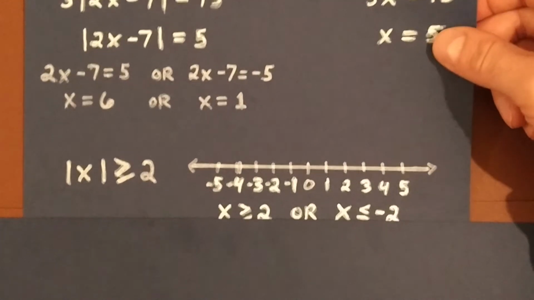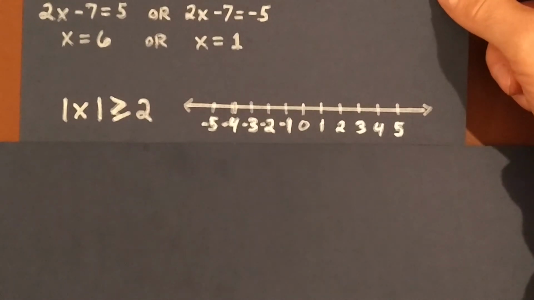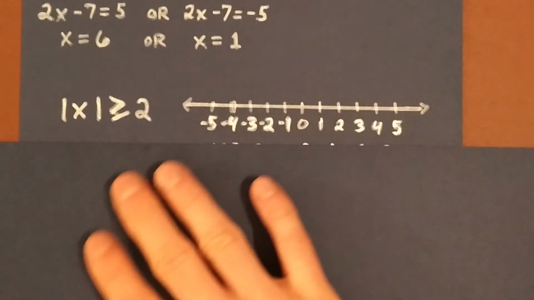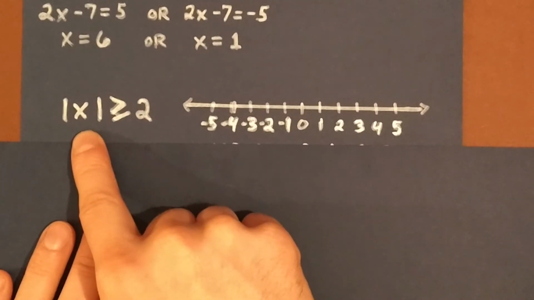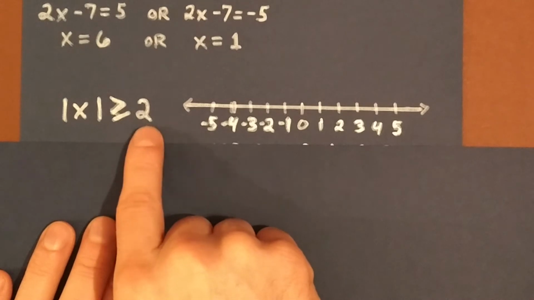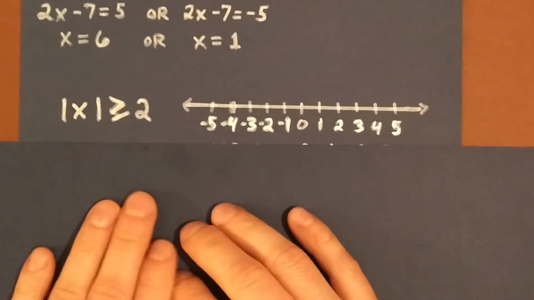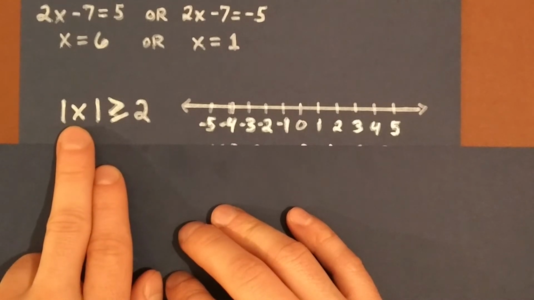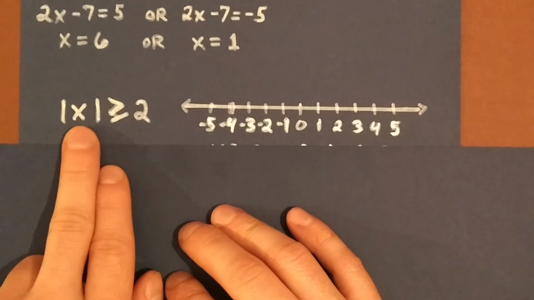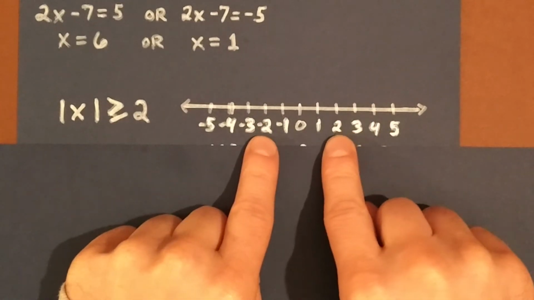Now let's talk about absolute value inequalities. So here we have the absolute value of x is greater than or equal to 2. So we have the "or equal to." So let's start with that. What has an absolute value equal to 2? It's going to be 2 and negative 2.